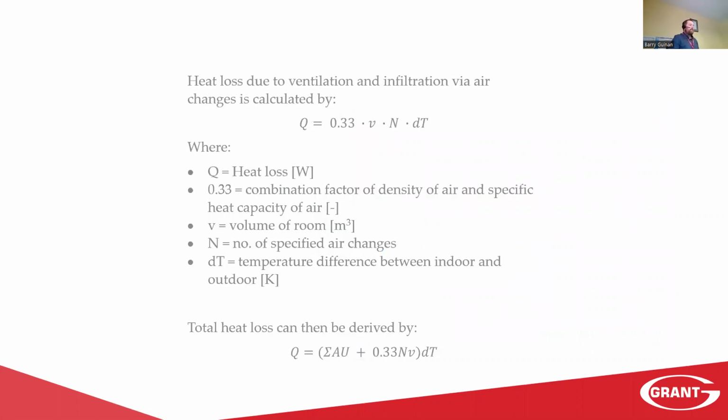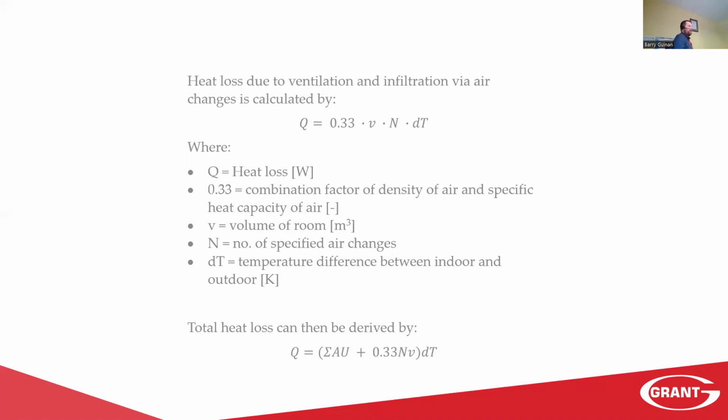The ventilation heat loss calculation would be Q = 0.33 × V × N × ΔT. Q being the heat loss again, 0.33 being a combination factor of the density of air and its specific heat capacity, V being the volume of the room, N being the number of specified air changes for that room, and ΔT being the temperature difference between indoor and outdoor.